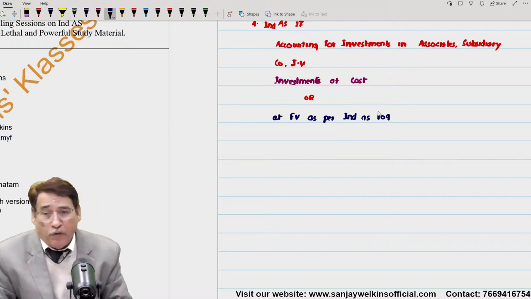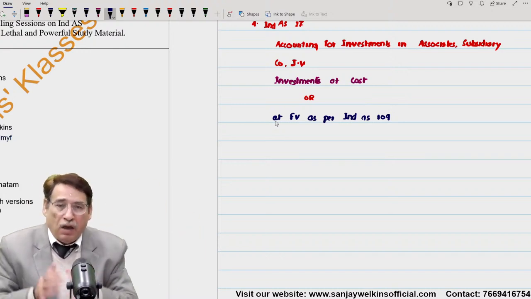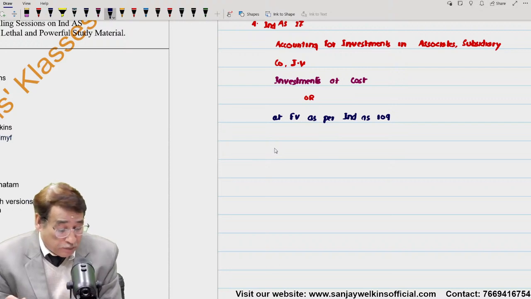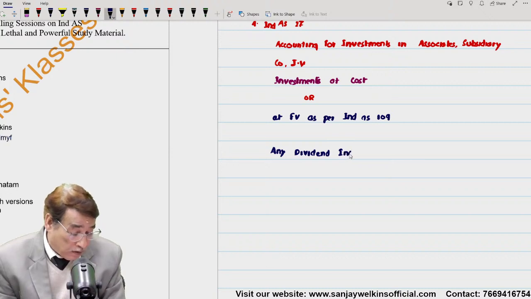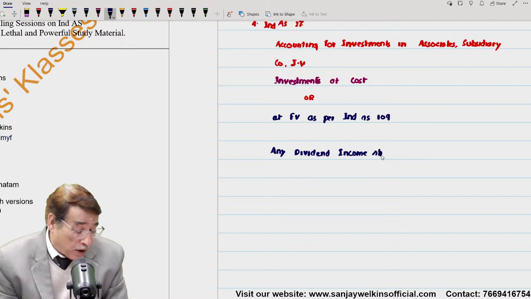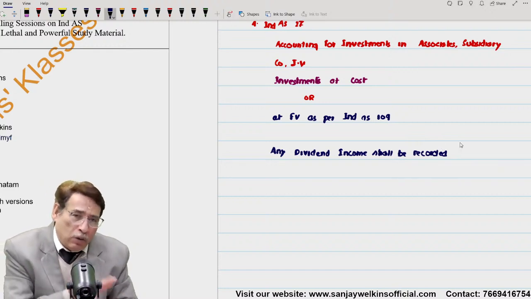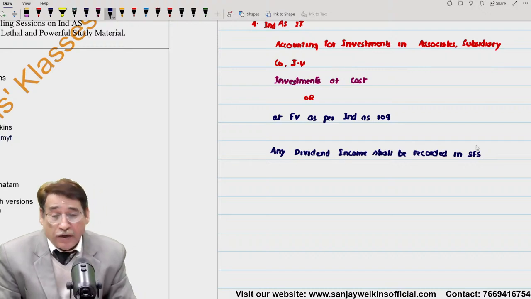So these are the important provisions. Another important provision of Ind AS 27 is that, quite obviously, as an investor, if you have invested in other entity, you are going to receive some income in the form of some dividend. So Ind AS 27 states that any dividend income which you are going to earn through your investment shall be recorded in separate financial statement. So whatever dividend income which you might have earned, correct, due to your investment, even that income will be recorded in separate financial statement. These are the provisions of Ind AS 27. Is it clear to you or not?